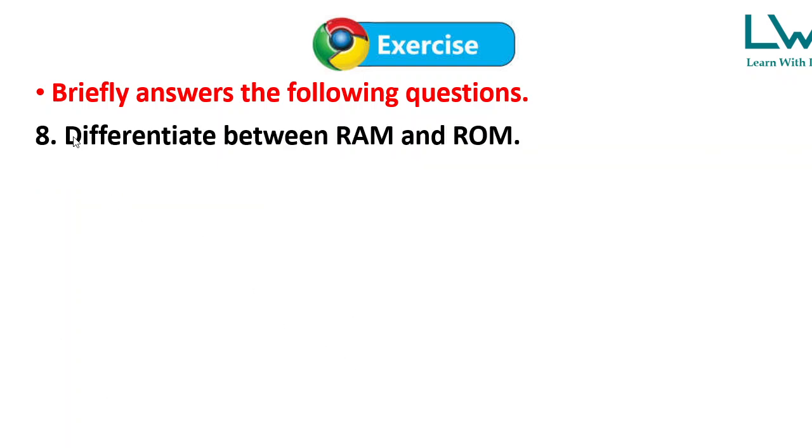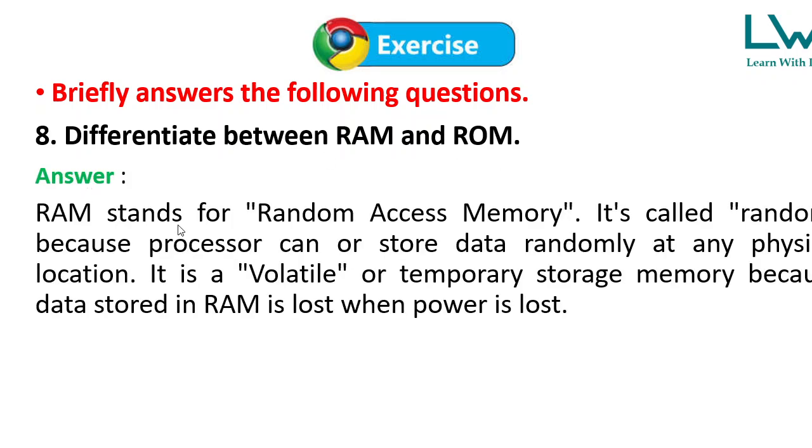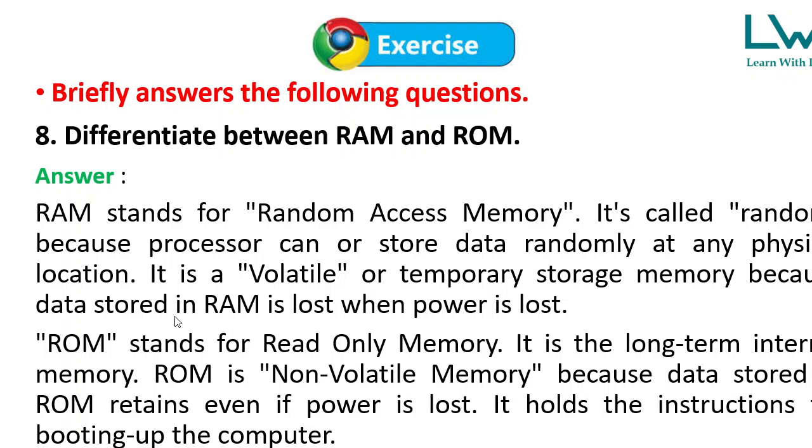Question number 8, differentiate between RAM and ROM. Answer is RAM stands for random access memory. It's called random because the processor can read or store data randomly at any physical location. It is a volatile or temporary storage memory because data stored in RAM is lost when power is lost. When the power goes, when the light goes, all the data stored inside RAM will be washed away. On the other hand, ROM stands for read only memory.